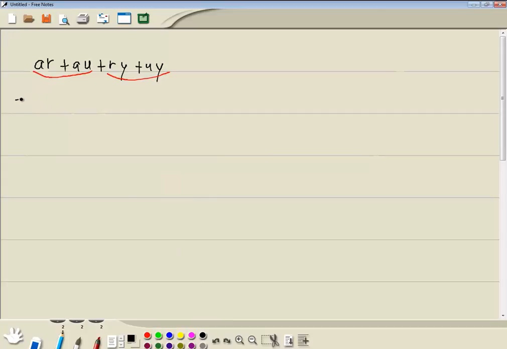Now looking at only the first group, I look for the GCF, and I see they both have an A in common. So I can factor that out, and that gives us R plus U. Now for my second group, I see they have a Y in common, so I'll factor out a Y, the GCF, and that leaves us R plus U.